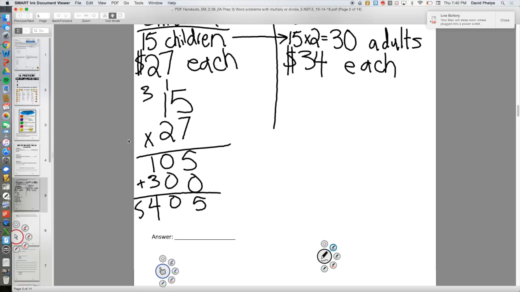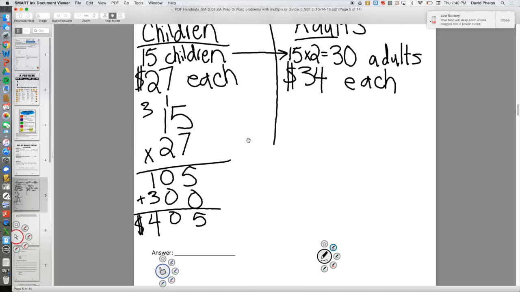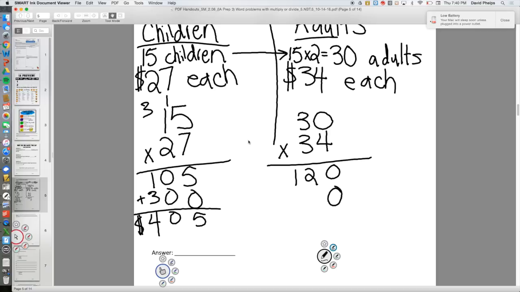$405 for the children. Now let's move on to the adults. Well, there are 30 adults, and there's $34 each. We need to multiply those 2 values to find the cost of the adults. 4 times 0 is 0. 4 times 3 is 12. Remember, we need to put a place value 0. And now we do the 3 times 0, which gives us 0. The 3 times 3 is 9. Add our partial products together. 0, 2, 9 plus 1 is 10. So $1,020 for the adults.